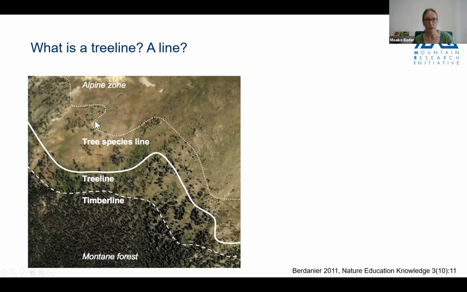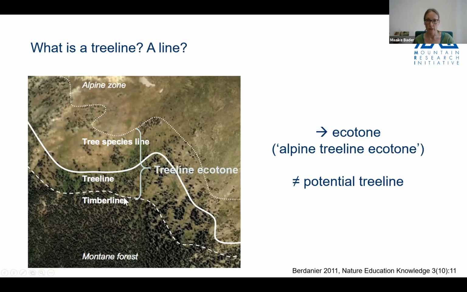and the tree species line, so the elevation at which the last individuals of tree species still occur. They don't need to be tree shaped at that elevation. They can be krummholz, so stunted individuals, or they can even be seedlings. But that whole zone between the closed forest and the uppermost individuals of tree species, that whole zone is the tree line ecotone. And that is what I will be talking about today. And this is something else than the potential tree line.